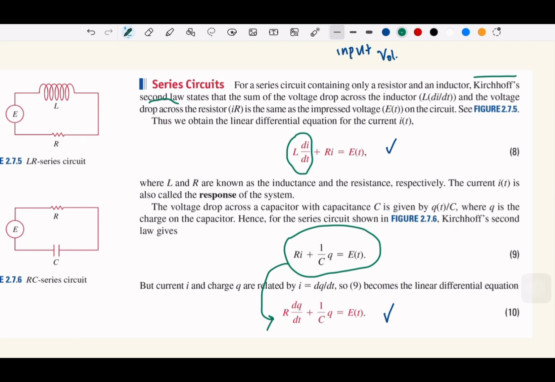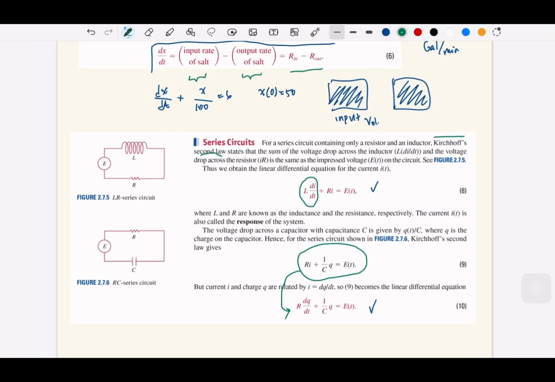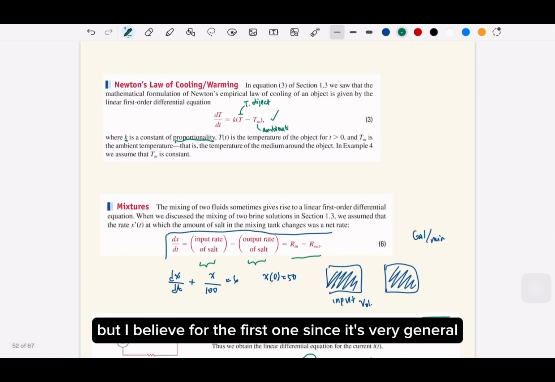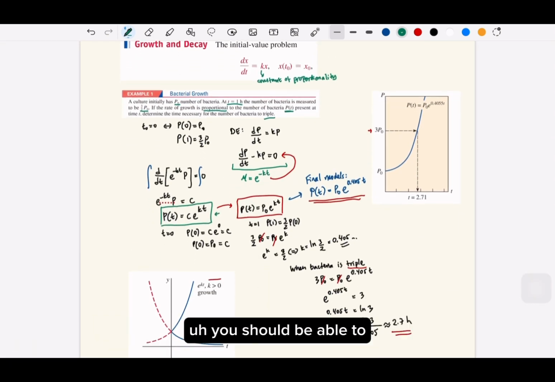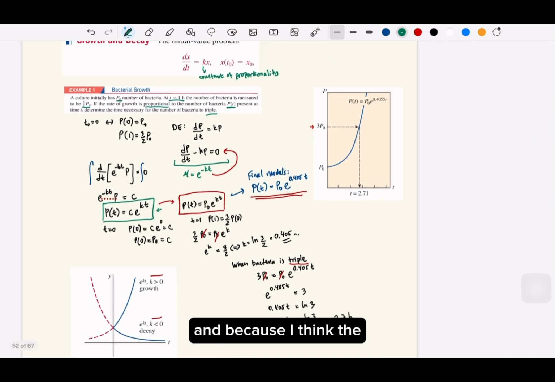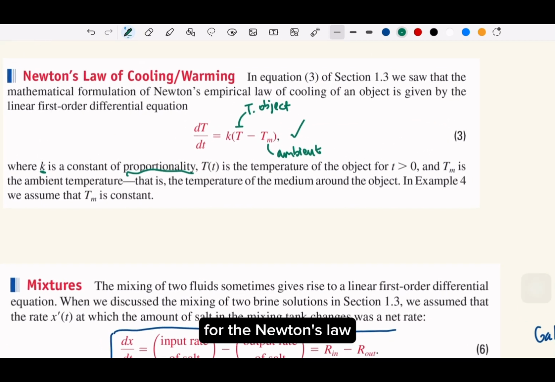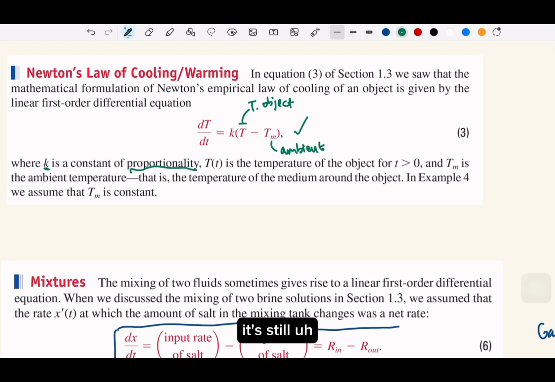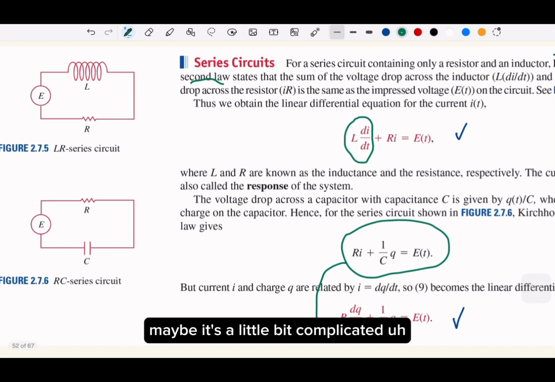Okay, and yeah, I think at least this is all the examples, but I believe for the first one, since it's very general, you should be able to understand it clearly. Okay, because for the other ones, maybe Newton's law is still not too complicated, but for the mixture or even the series circuits, maybe it's a little bit complicated.